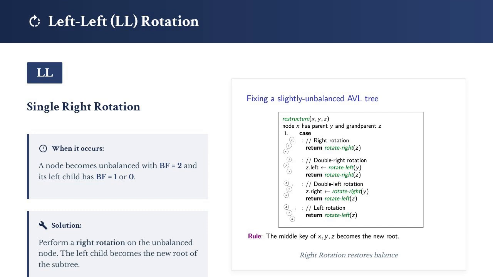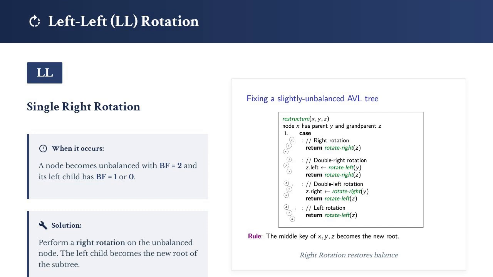To fix this, we perform a right rotation. Node 20 becomes the new root of this subtree. 10 remains as the left child of 20. 30 becomes the right child of 20. Any right subtree of 20 before the rotation becomes the left subtree of 30 after the rotation.